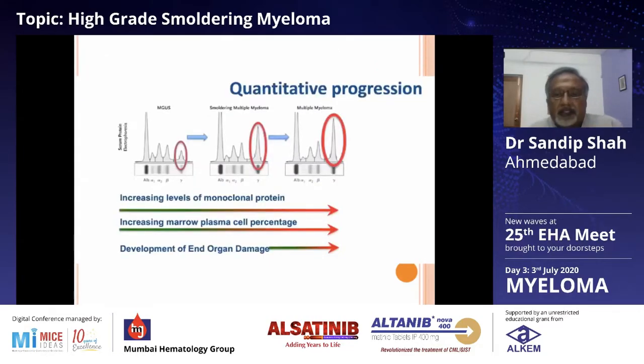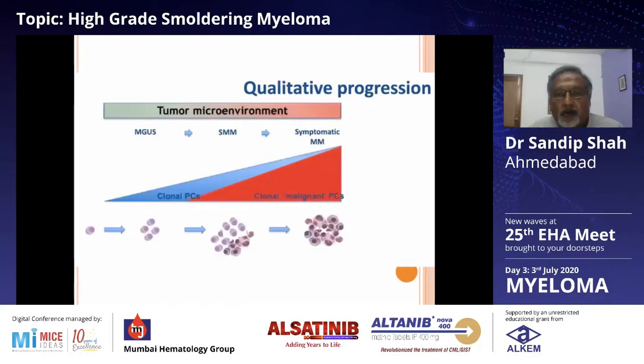So we all know that as the disease progresses from smoldering myeloma to multiple myeloma, there are increased levels of monoclonal protein, increased bone marrow plasma cells, and development of end organ damage, which is quantitative progression. And there is also qualitative progression. There is a malignant clone of plasma cells in the marrow. It can be diagnosed by flow cytometry, and this is because of the tumor microenvironment.